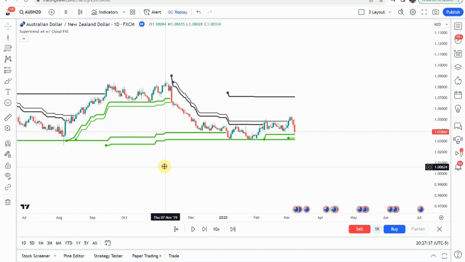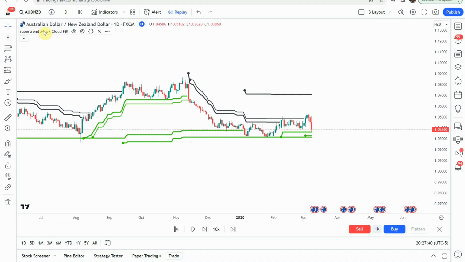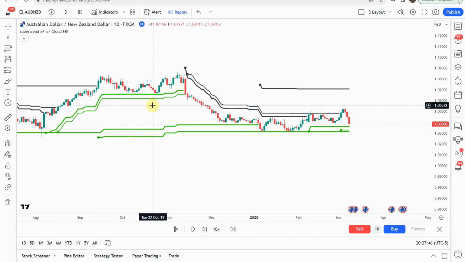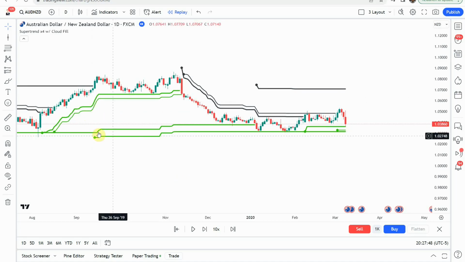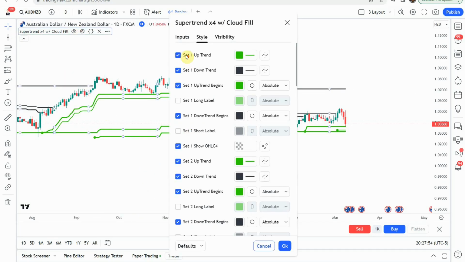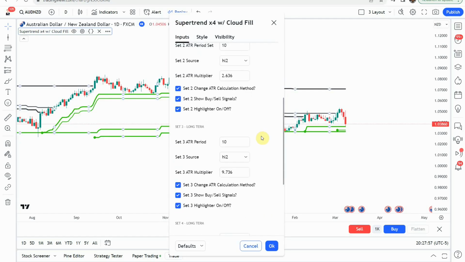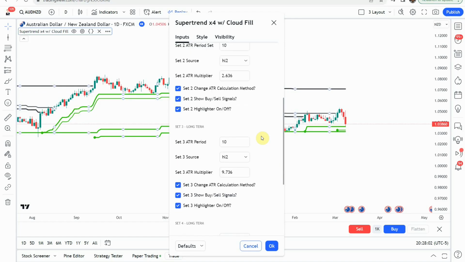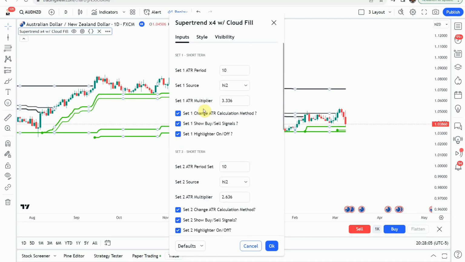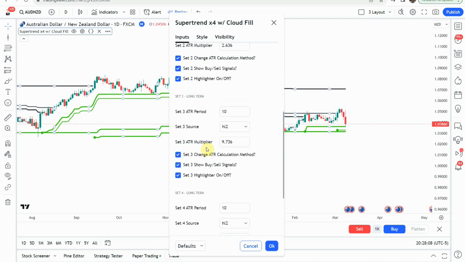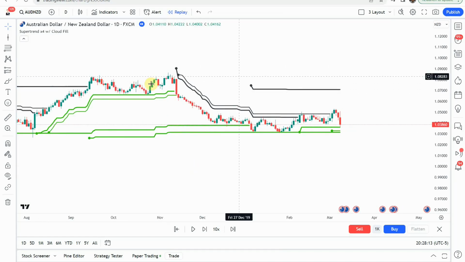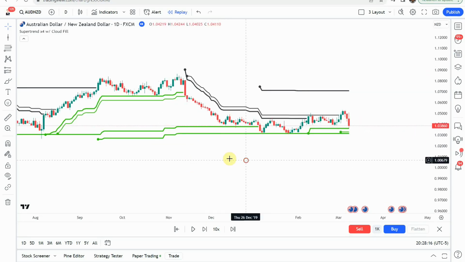And so, as the name implies, the Supertrend X4 with cloud fill is basically the Supertrend indicator, but displays 4 of the Supertrends, all of them based on different inputs or different values. And so you can go in and modify how you want the Supertrends to be laid out, or their calculation, basically their input, and that will obviously modify how the indicator functions.